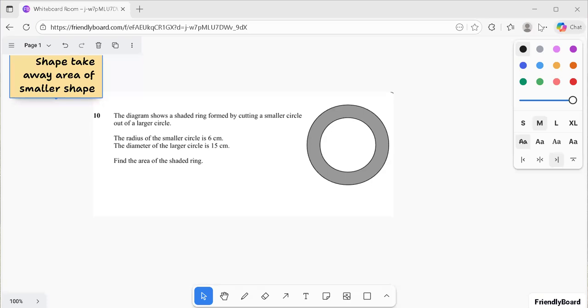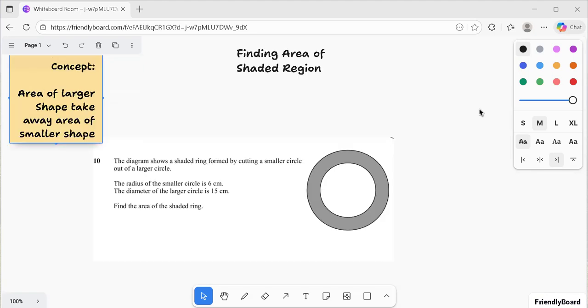Okay, so today we want to look at finding the area of the shaded region. So the concept here is simple.